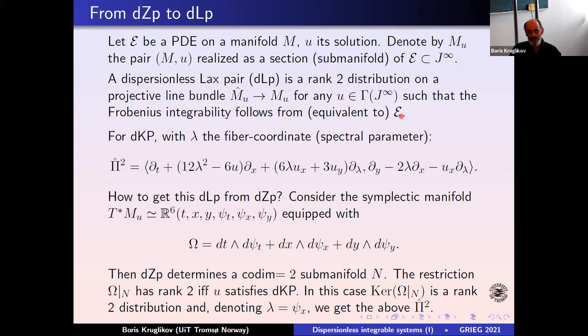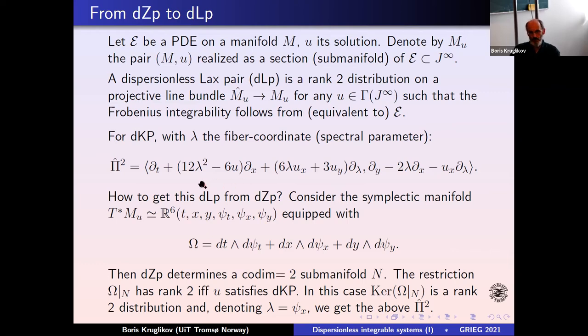So for dKP, this has the following formula. Remember this one-dimensional bundle, so the fiber is a projective line. If lambda is the projective coordinate, in physics called the spectral parameter, then this rank two distribution is generated by two vector fields. You have coordinates t, x, y here, and t, x, y, and lambda there. I can normalize that this will be just dt and something times dx, something times d lambda, and the other will be dy and something times dx, something times d lambda. Those are the coefficients which are there.